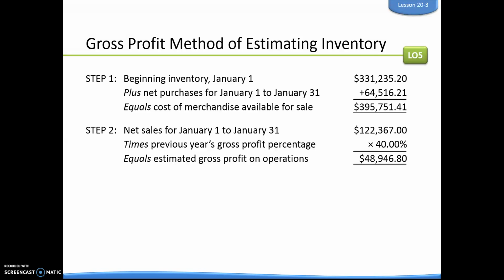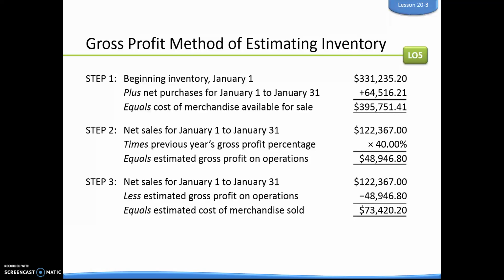Step two is that we take our net sales from January and we multiply that by our previous year's gross profit percentage, which remember is that percentage that is set by management. It can fluctuate from year to year. So we take net sales times that amount, and we end up with our estimated gross profit on operations. So what's the profit we're making based on operating our business? Step three is that we take our net sales and subtract out that gross profit on operations, the amount that you found in step two, and that equals our estimated cost of merchandise sold, which makes sense, right? You would take your sales minus your gross profit, and that's how much you sold in order to make things happen.